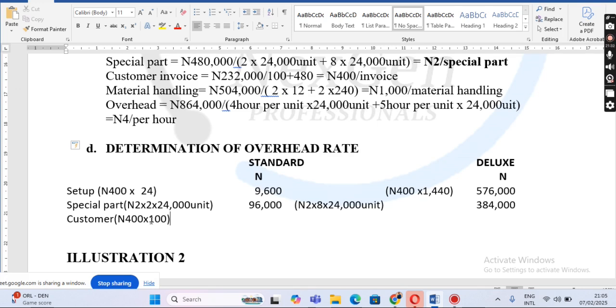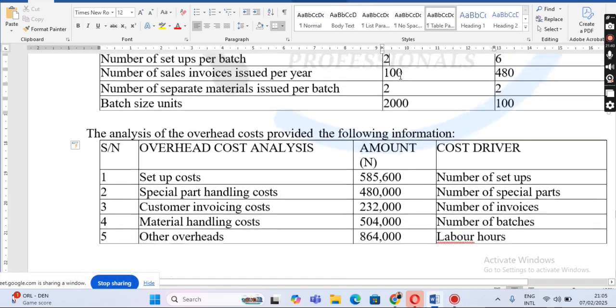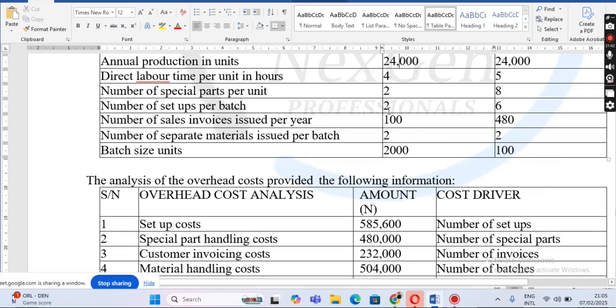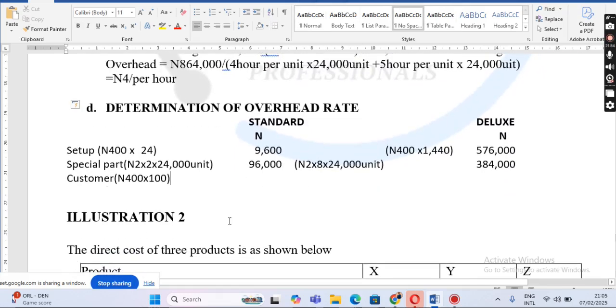You can see that they did not attach this customer invoice to anything. If we check the question, they didn't attach it to anything, so that is why it was very easy for us. You can see sales invoice. They just give us per year. They just say number of sales invoices issued per year. So they didn't attach it to units or batches. So that is why it is very simple for us to pick like that, right? So please always watch out for all those kinds of questions. So what do we have?